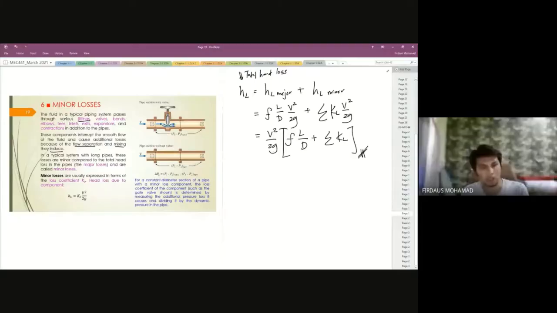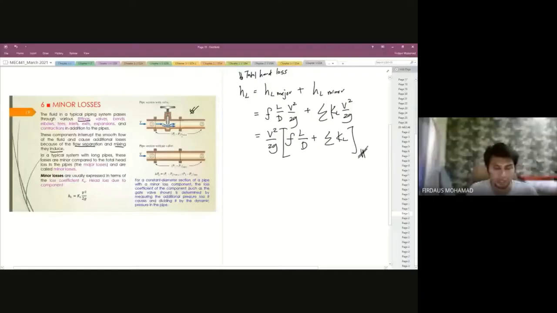In order to calculate the KL, the loss coefficient can be calculated based on the pressure difference. So how to calculate it? By doing an experiment: a pipe without a valve and then a pipe with a valve. We can calculate the delta PL, the pressure difference for the losses, with the valve and without the valve. From that delta PL, we can obtain the loss coefficient. Okay, next slide.